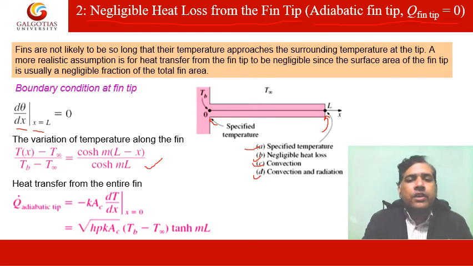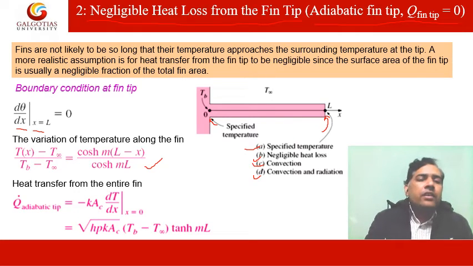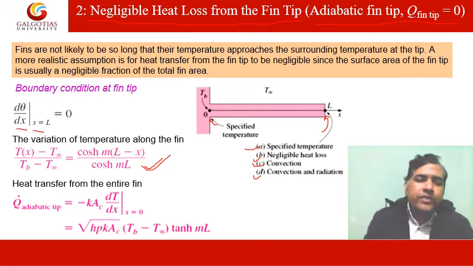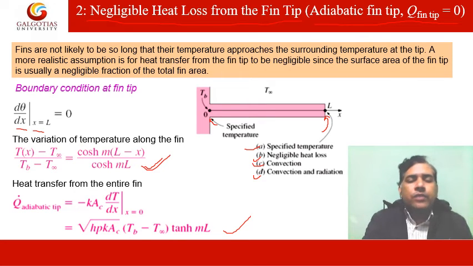After solving the equation of the fin, we get this equation, which gives the distribution of temperature along the fin surface. This equation provides the heat transfer from the entire fin, and this is equal to square root of hPkA_c into T_B minus T infinity into tanh(mL), where tanh is the hyperbolic tan function.